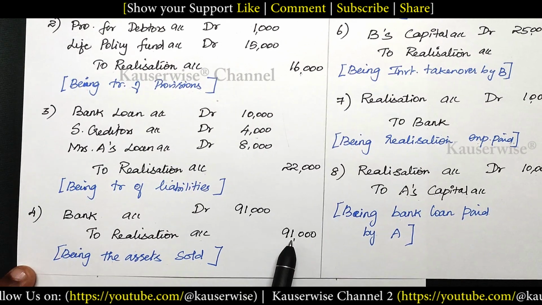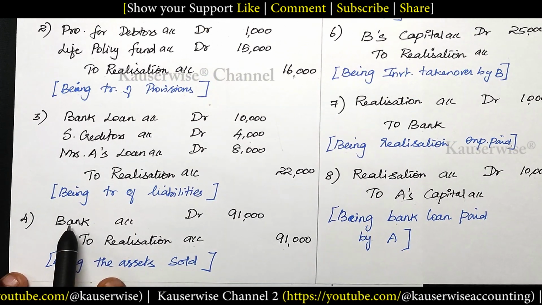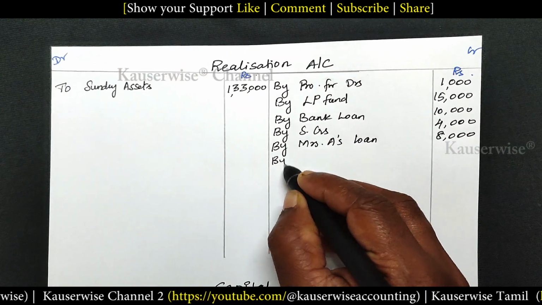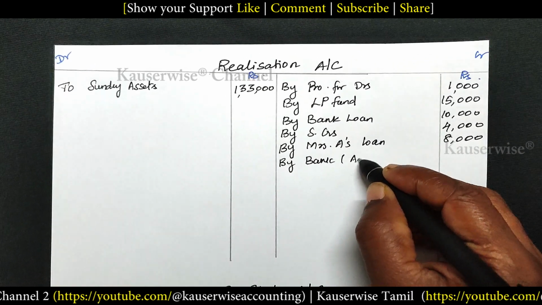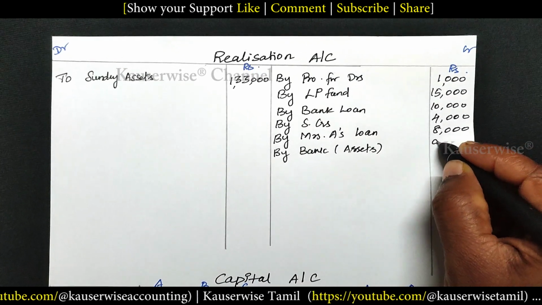Next entry, all the assets were realized for cash. How much? 91,000. Bank account debit to realization account. So enter this under credit side. Under realization account, credit side, by bank. This is the entry for assets realized. Okay, how much? 91,000.